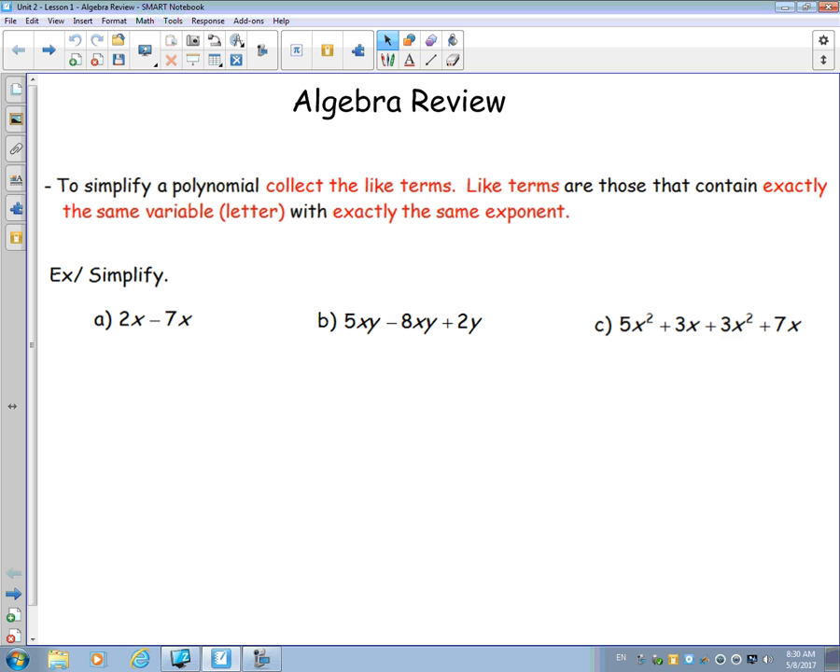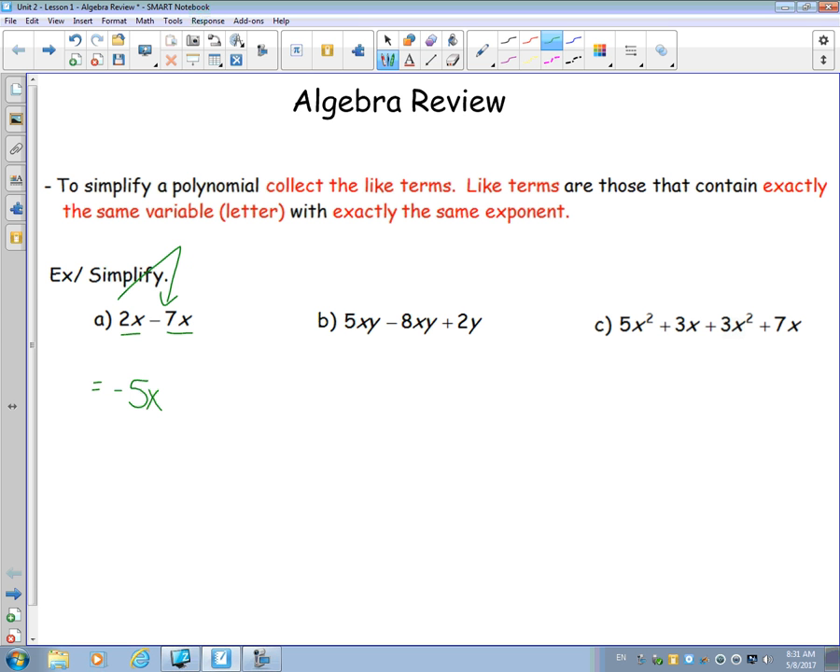Polynomials are expressions, things that involve letters and numbers, that sometimes have some like terms. Like terms are those that contain exactly the same letters with exactly the same exponents. If that's true, we want to simplify things by collecting the like terms. So in this first example here, these both have the letter x in them. To simplify them, I want to add up the coefficients, the 2 and the negative 7. Together that makes negative 5x.